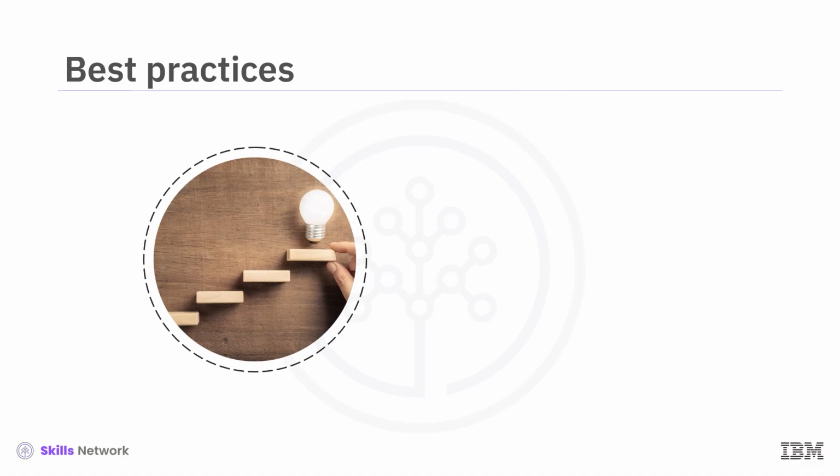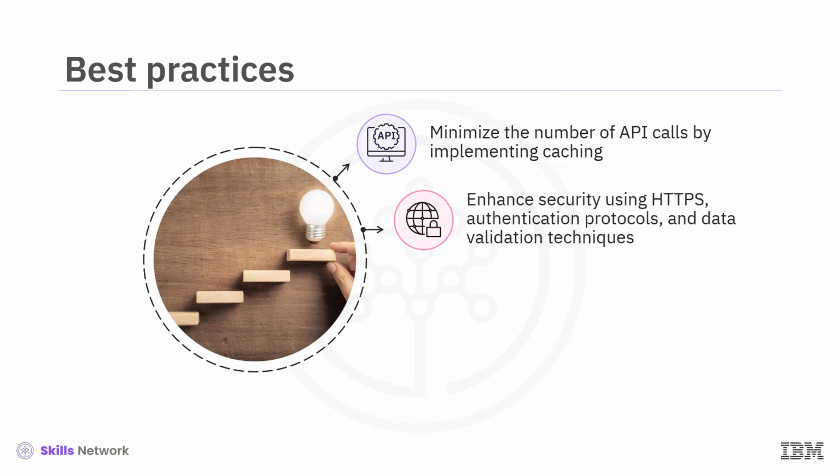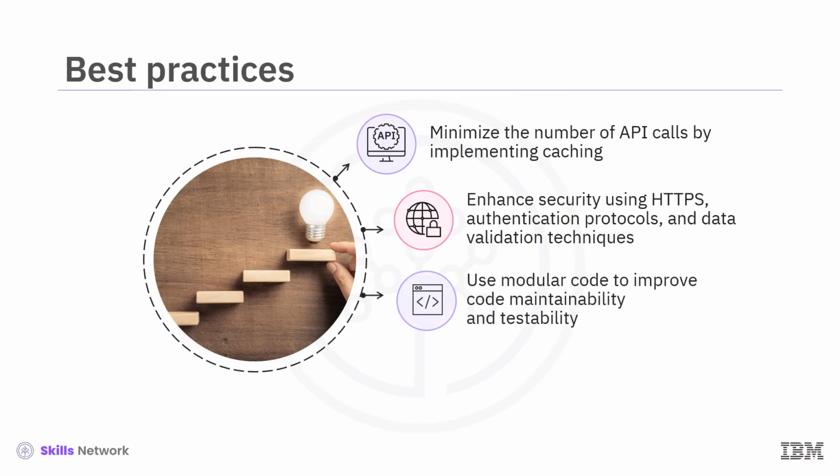Let's look at some essential best practices to ensure efficient API interactions. Minimizing the number of API calls can optimize performance. Implement caching to store data locally and improve load time. You can enhance security by using HTTPS to encrypt and transmit sensitive data from your server to external software systems. Use authentication protocols to protect data and data validation techniques to prevent incoming attacks. Use modular code to separate API logic from UI code, improving code maintainability and testability. Finally, implement efficient error handling to prevent crashes and provide timely alerts.